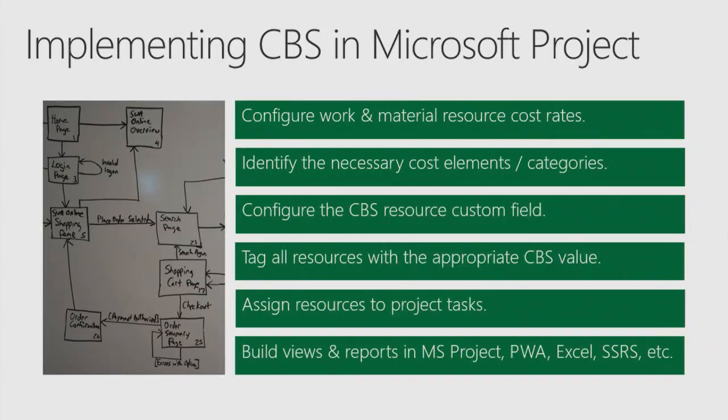Then identify the necessary cost elements or cost categories, sort of like that exercise we went through a few minutes ago. Either think about how you're going to want to categorize or break down those costs, or go to finance maybe and have them give you a list of what those categories are, and then we can put those into our custom cost breakdown structure or CBS field that we're going to put in our project. Then you go through and tag all of your resources with their appropriate cost category or CBS value. And we'll assign them to tasks in our projects, and then we can report out on that in various ways that I'll show you a little bit later. Okay? So far, so good?